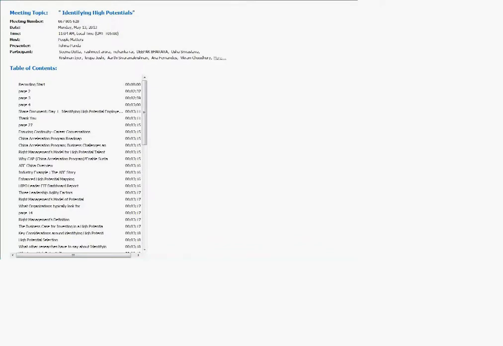So what are some of the key considerations that we want you to think through in terms of how you could identify your high potentials? How could you bring more objectivity to the process? So I think first and foremost, why? Why should we consider investing in our high potential talent?